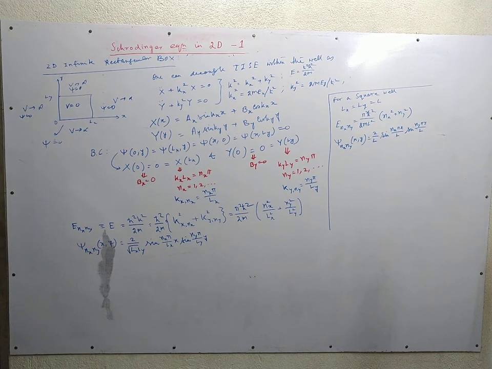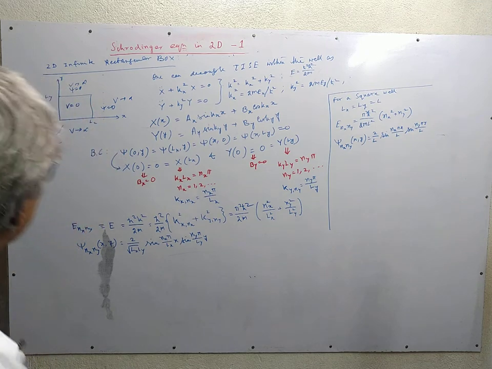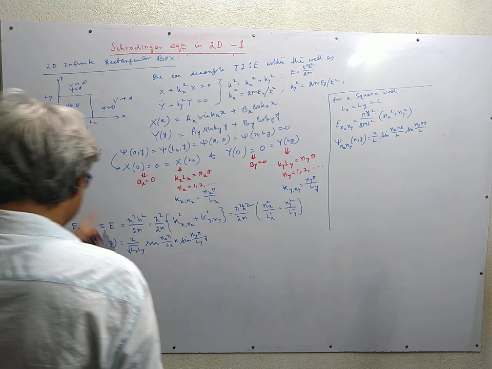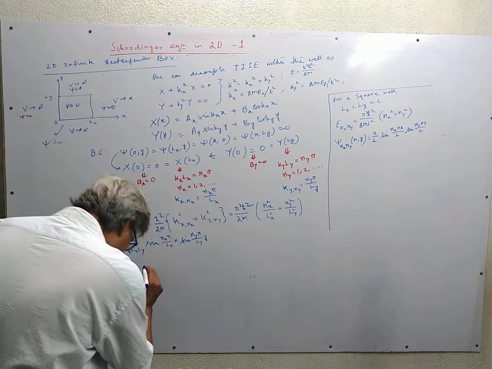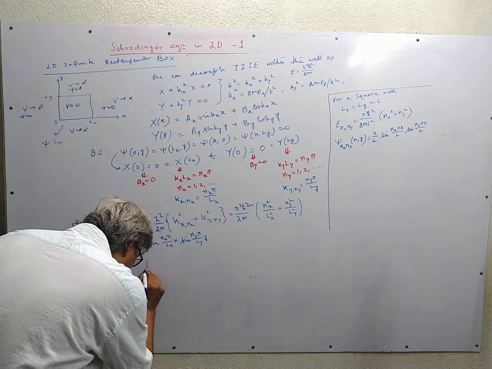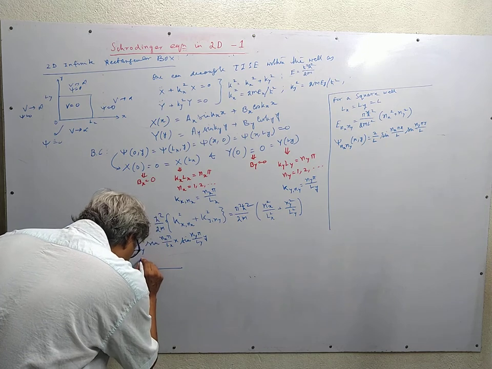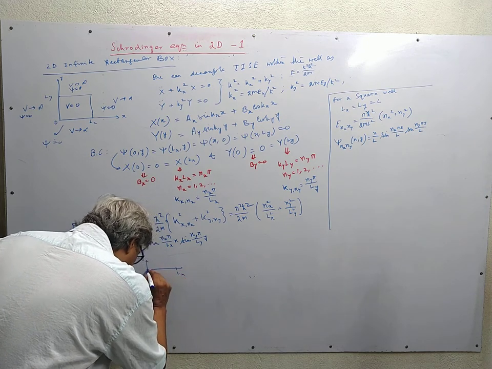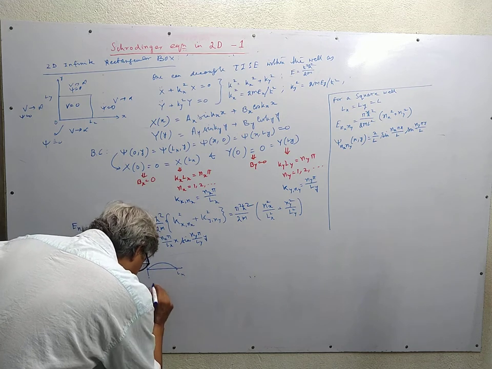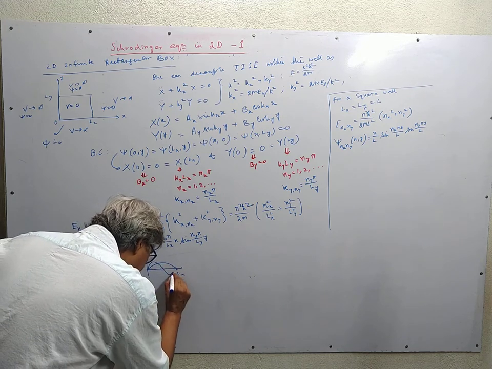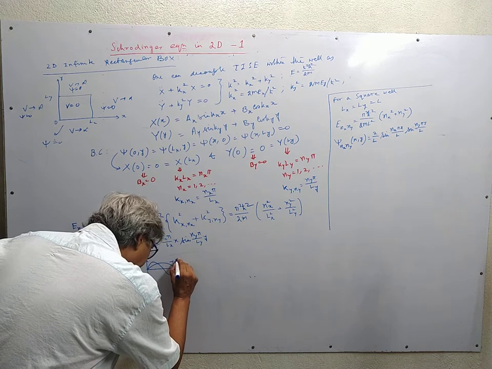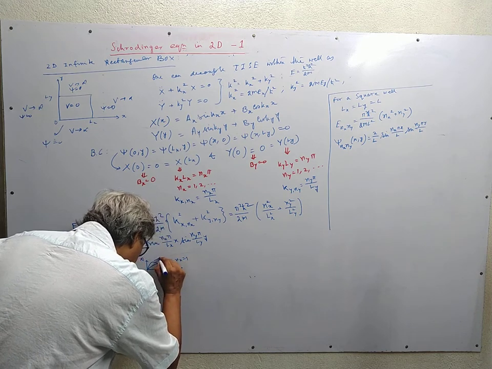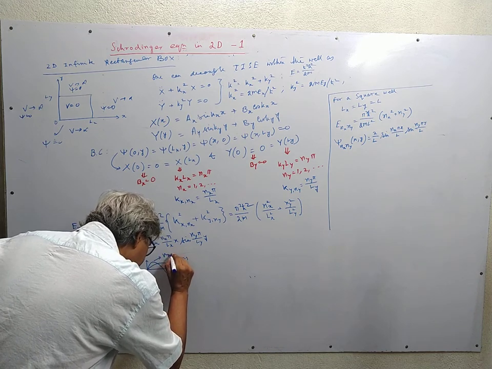What will be the wave function? What is the form of the wave function? If you take the projection along the x-axis, then we write that x and this is Lx. For the ground state, the wave function is this. For the first excited state, this is the wave function. This is nx is equal to 1. This is nx is equal to 2.